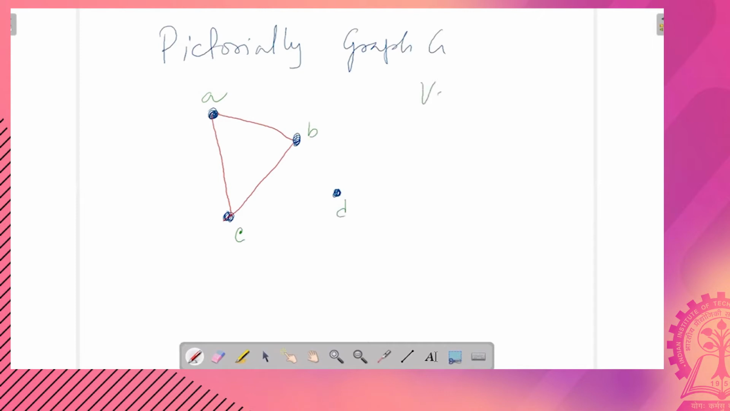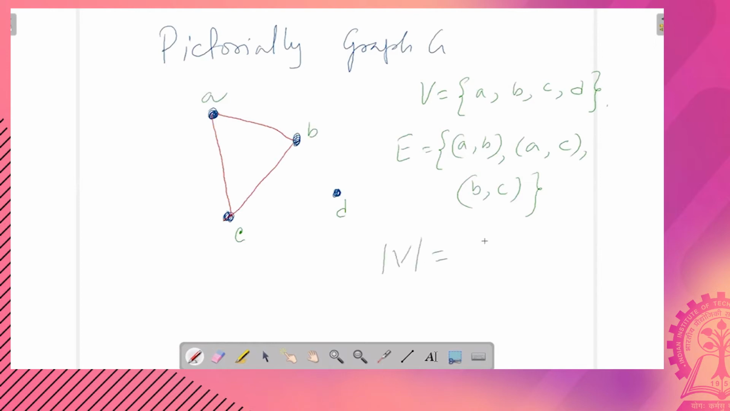So here V, or the set of vertices, is A, B, C, and D. The set of edges is AB, AC, BC. The order of this graph is 4, since it has 4 vertices, and the size of this graph is 3, since it has 3 edges.